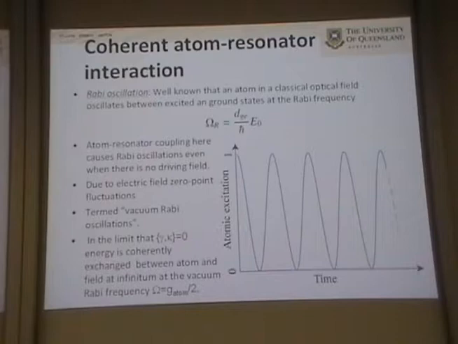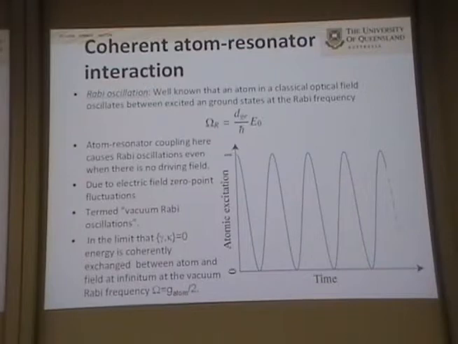We know that in a classical case, the Rabi frequency is just given by the transition matrix element times the electric field divided by h bar. So if I increase the electric field magnitude, then I increase the Rabi frequency.